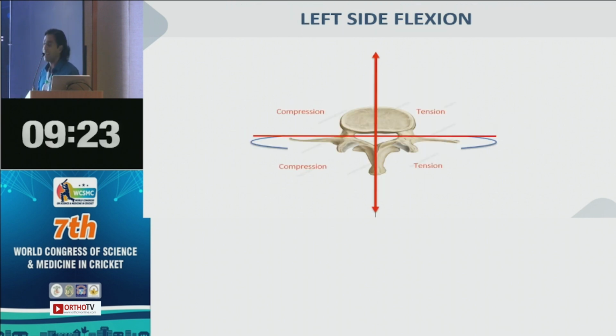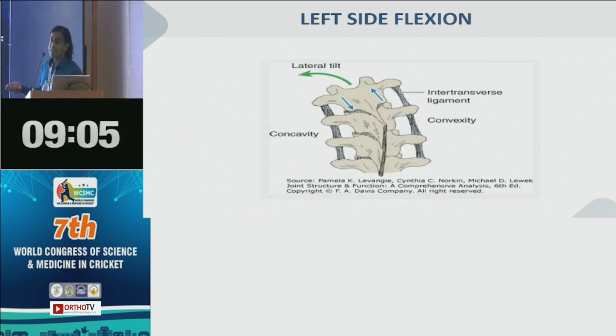On the left side, and now please, we have to also be mindful here that the motion in the lumbar spine, especially lumbar side flexion, is a combination of movement with rotation. So now in the left side flexion, there is compression happening on the left side and there is tension happening on the other side. That means there is a lateral tilt. The inferior articular process of the superior segment is moving towards a concavity. There is a closing down of the segment here, and there is a convexity on the opposite side. That means there is an opening of the segment on the opposite side.